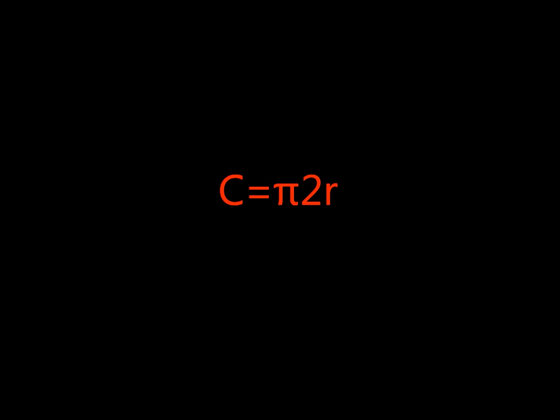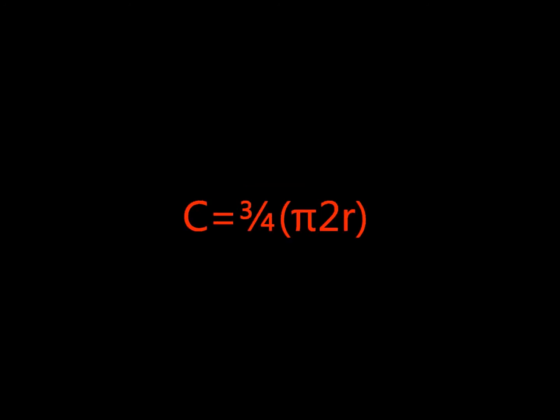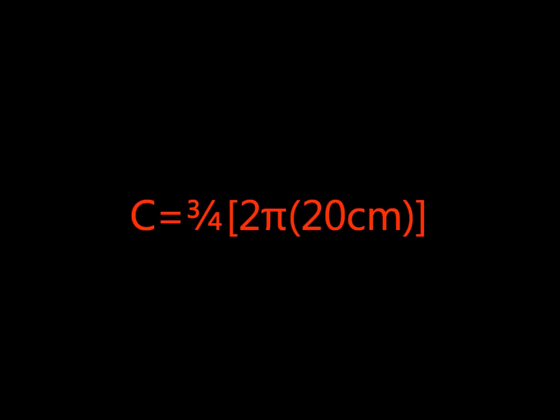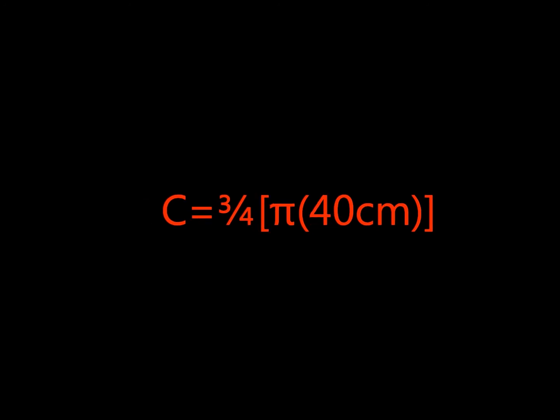Altogether, our expression would be 3/4 pi 2r. We can now replace r with radius 20 centimeters. We already know that pi will probably make this an extremely hard question, so we're going to leave it out and calculate that part at the end. For now, we'll multiply 20 centimeters by 2 and then multiply that by 3/4, giving us the answer of 30 pi.